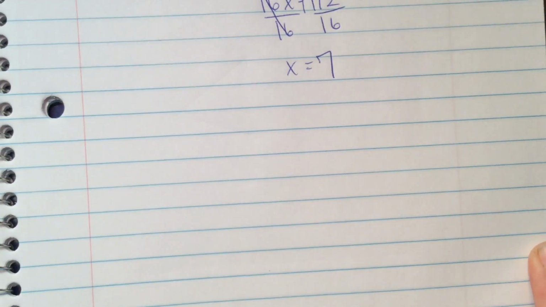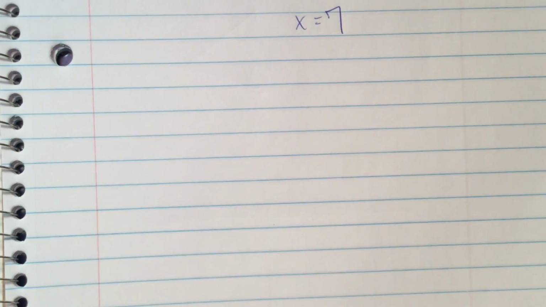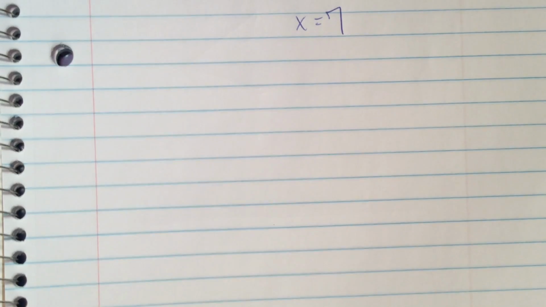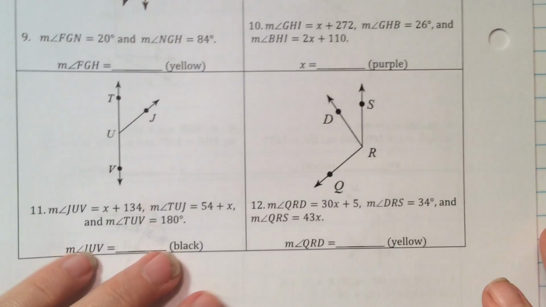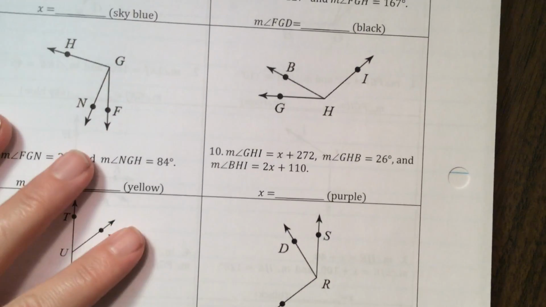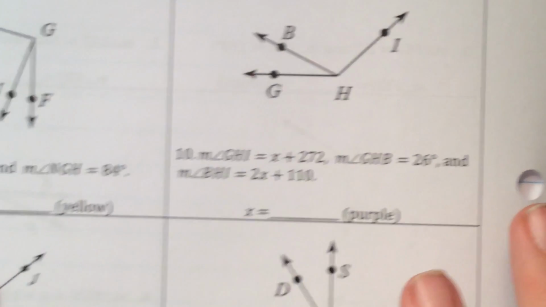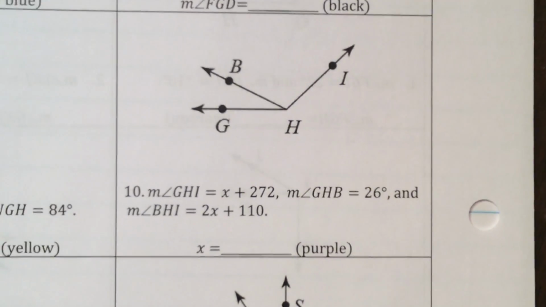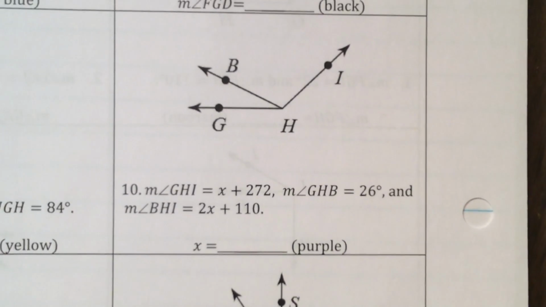So look at number 10 on your paper. Let me get my stuff situated here. Okay. I am a mess right now. Everything's moving. Okay.